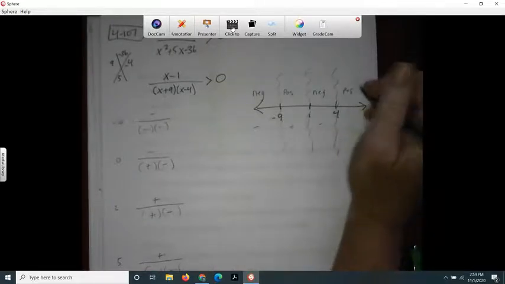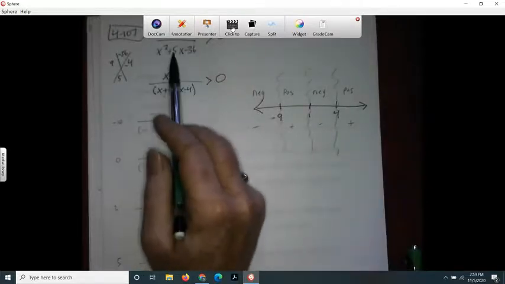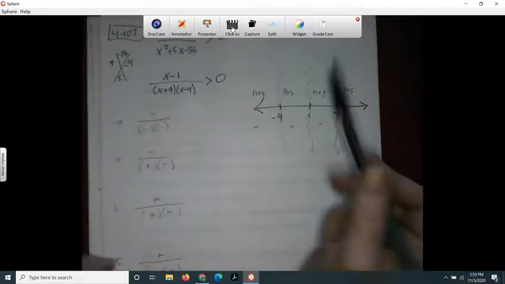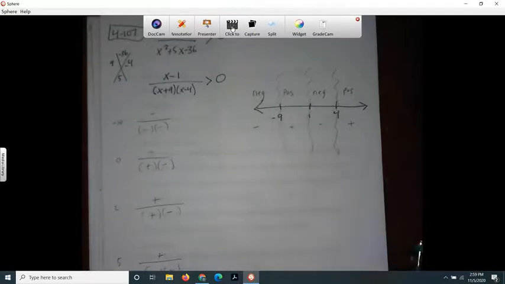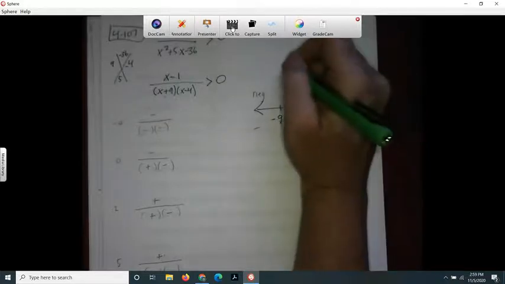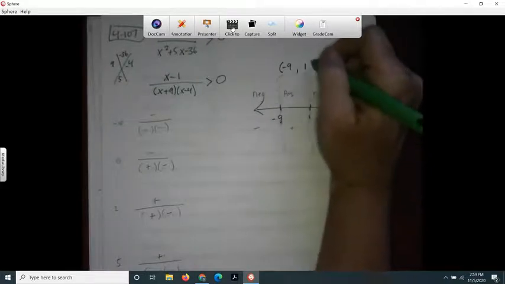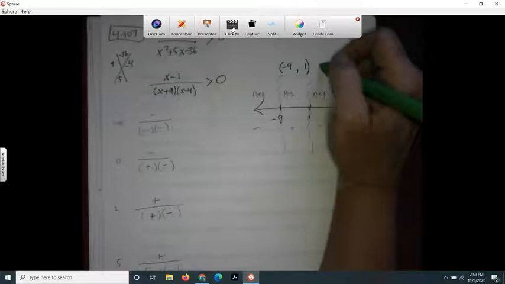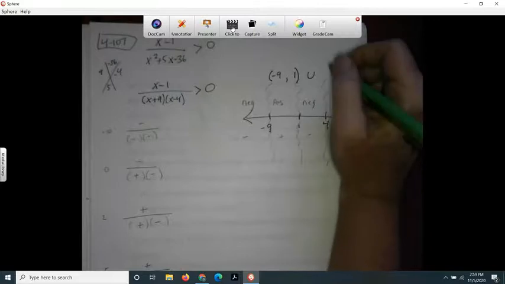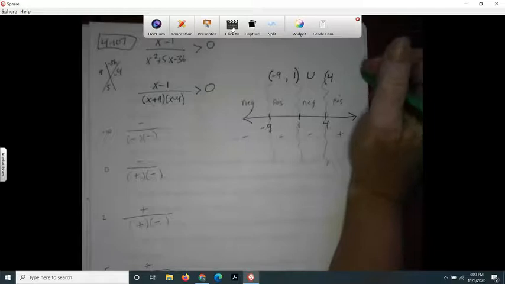Because my original function wants me to solve it for where it is greater than 0, that means where it is positive. So I see there's 2 regions. This is what's nice about interval notation. See my negative 9? I'm just going to go negative 9 and 1. And then I'm going to union that with, see how it kind of goes right with my graph? I'm going to union that with 4, and I guess I have to use infinity. And I think that's the answer.